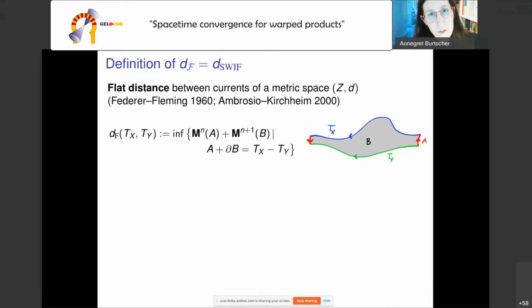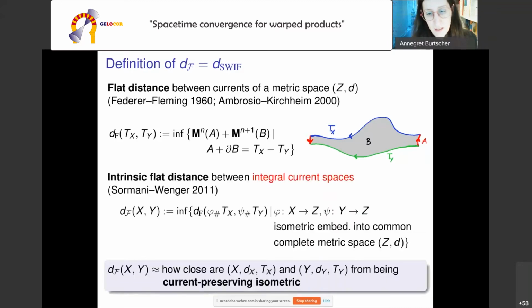And the intrinsic flat convergence is the intrinsic version. Again, you can take two integral current spaces that are embedded in a joint metric space, and that way you get an intrinsic notion, whereas initially the flat distance was an extrinsic notion. The intrinsic flat distance is 0 if the two spaces are current preserving isometric. So in a sense, what we need is some underlying metric structure, and then we can study these two notions of convergence, and of course others as well.